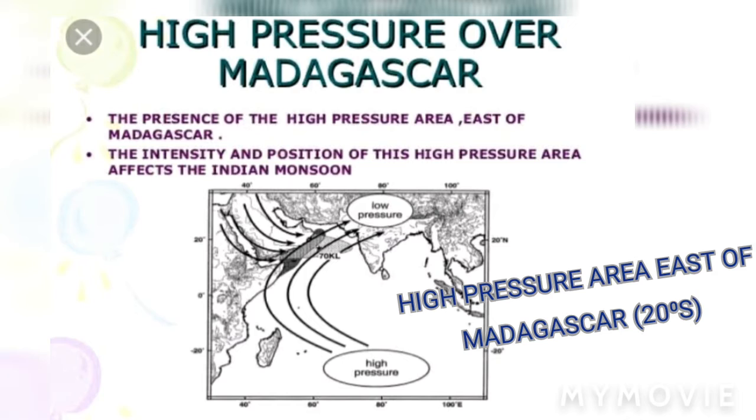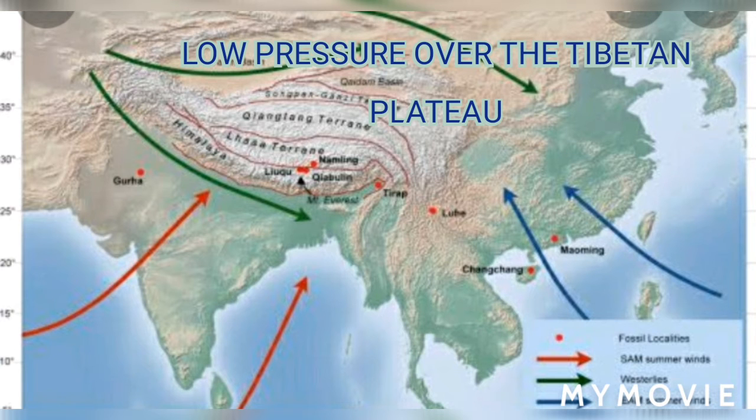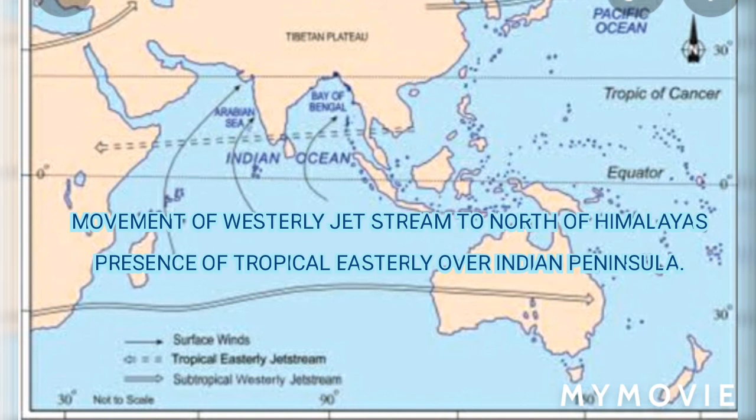Third, the presence of a high pressure area east of Madagascar, approximately at 20 degrees south over the Indian Ocean. The intensity and position of this high pressure area affects the Indian monsoon. Fourth, the Tibetan plateau gets intensely heated during the summers, which results in strong vertical air currents and the formation of low pressure over the plateau at about 9 kilometers above sea level. Fifth, the movement of the westerly jet streams to the north of the Himalayas and the presence of the tropical easterly jet streams over the Indian peninsula during summer affect the Indian monsoons.